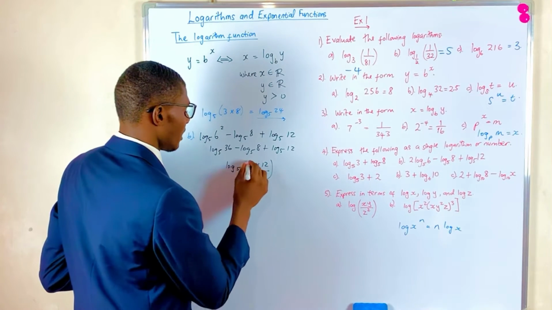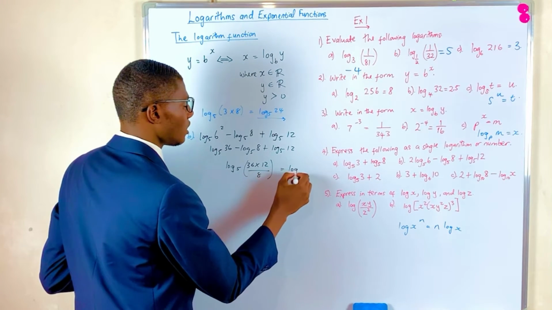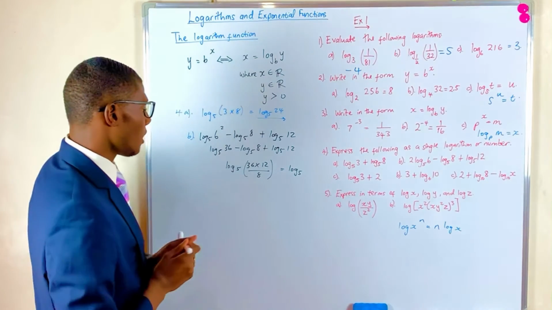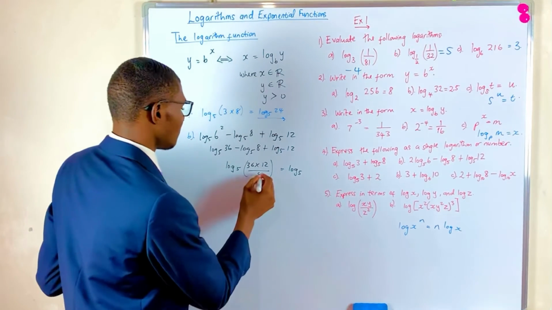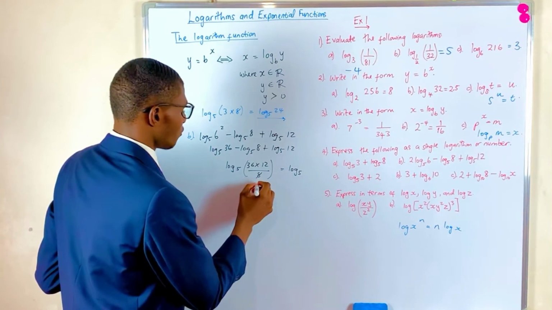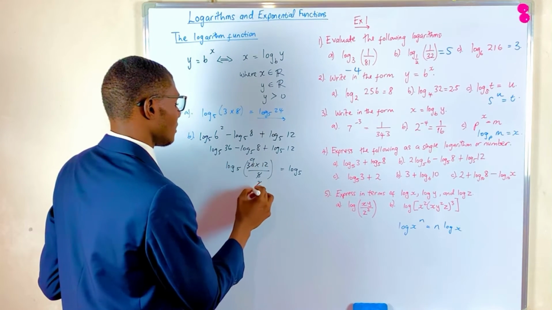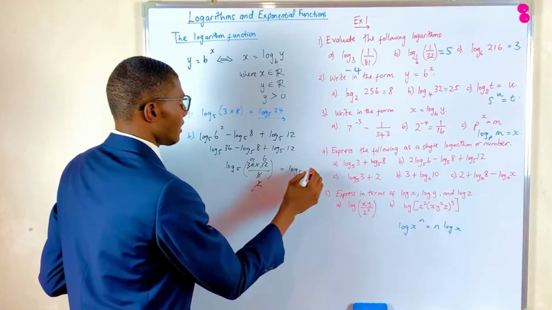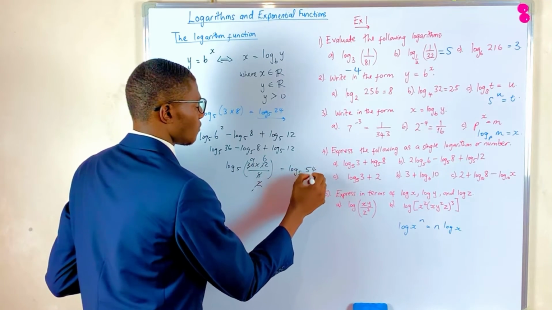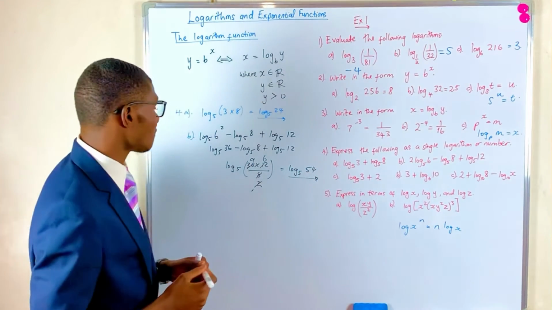So dividing by 8. And this will be log to base 5 of, here we can simplify this by 4 to get 2. Then we get a 9, then 2, then 6. 9 times 6 will give us 54. So log to base 5 of 54.